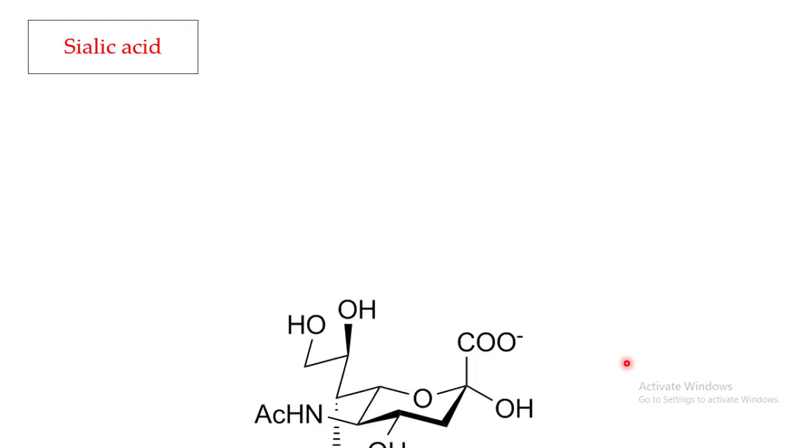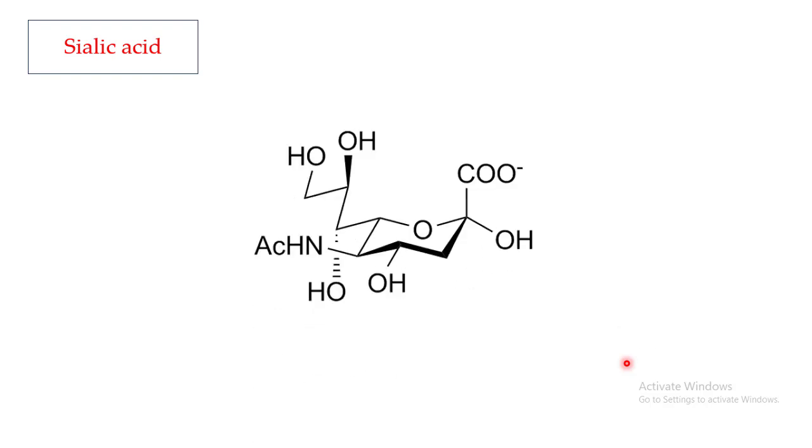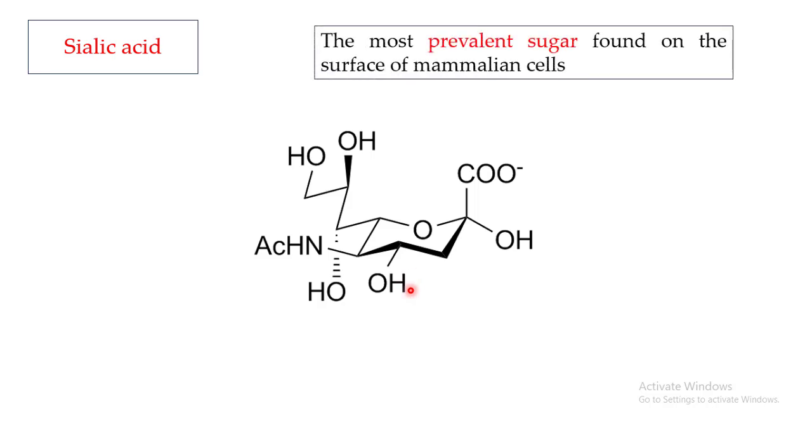Now, you might be thinking, do these complement proteins of the alternative complement pathway interact with the host cells? Like if you talk about human beings, do they interact with the host cells? And the answer is yes, they can interact. But there is sialic acid on the surface of the mammalian cells. This is the structure of the sialic acid, and the sialic acid is the most prevalent sugar found on the surface of the mammalian cell.